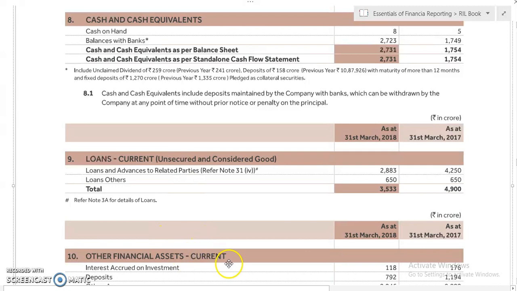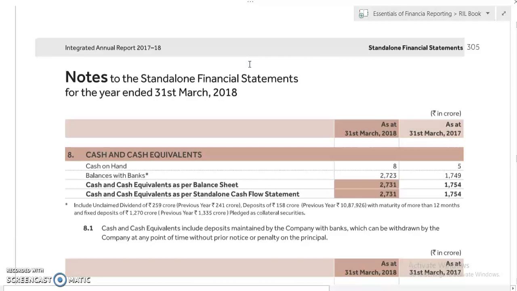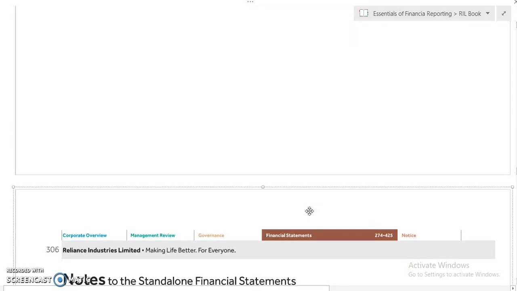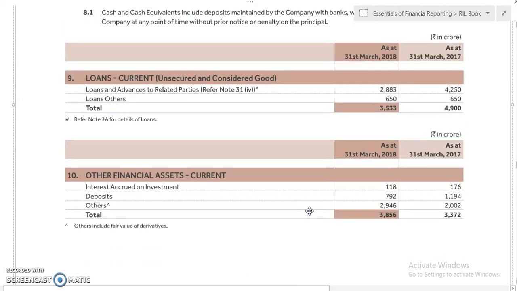Then there are other financial assets which are current assets. They include interest accrued, deposits, small things, and then others include the fair value of derivatives. Here they are also doing hedging, which is sometimes to prevent losses on foreign exchange, or other types of derivatives like futures and call options. So these are smaller other types of investments. Here also the valuation is important to see how they are valuing. Are they recognizing all related expenses or write-downs of value or not?